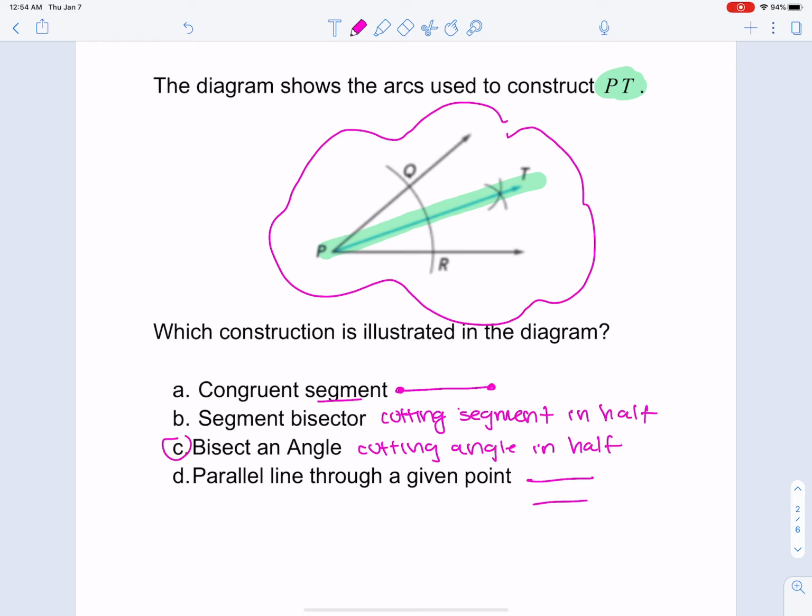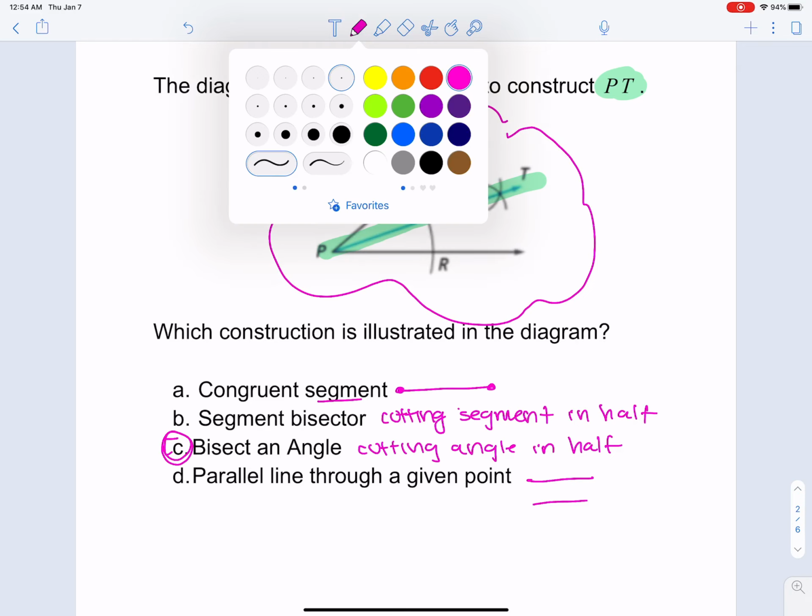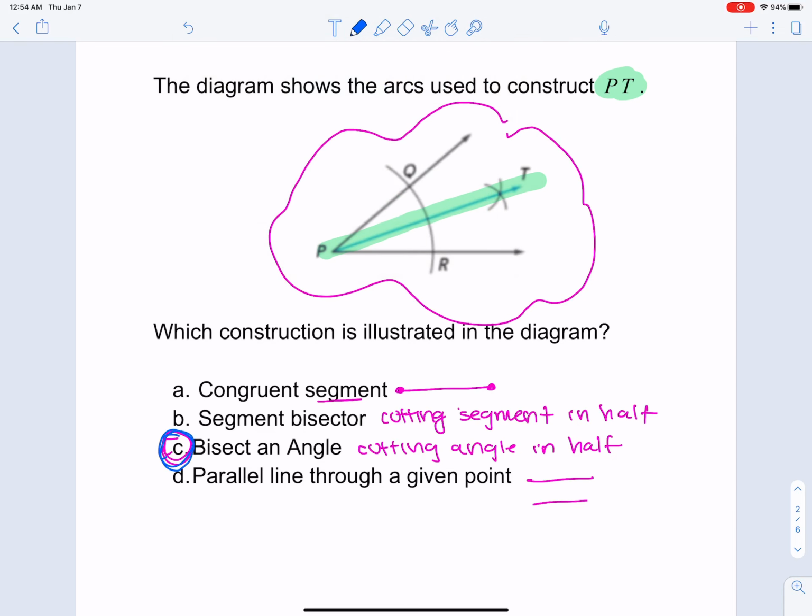Very good. You should have picked C. If you didn't, that's okay, but let me explain why it's C. You have bisector, cutting an angle in half. They gave you this angle, QPR, and this line right here, what's it do to the angle? It cuts it in half.